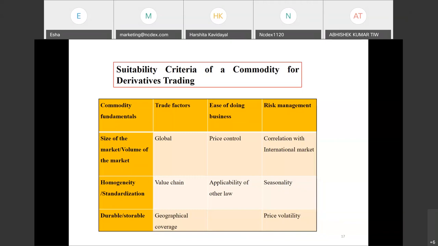Correlation: if a commodity is highly correlated, then international factors also come into the picture, and we have to see whether international demand and supply affect the commodity. Seasonality, as you know, is the most significant feature for the suitability of a commodity. If a commodity is seasonal, then it is more conducive for futures trading. Price volatility should be there. If the commodities are vulnerable to price risk, then naturally those commodities are suitable for futures trading.